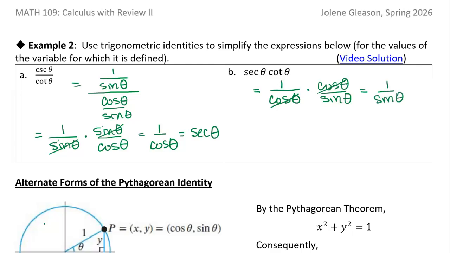So it looks kind of like the other one, only now we're left with 1 over sine of theta. And we can rewrite the 1 over sine of theta as cosecant of theta. So that whole thing reduces down to just the cosecant of theta.